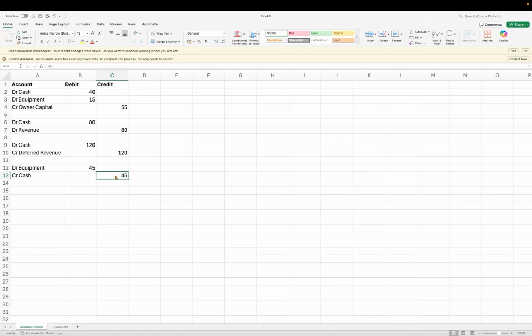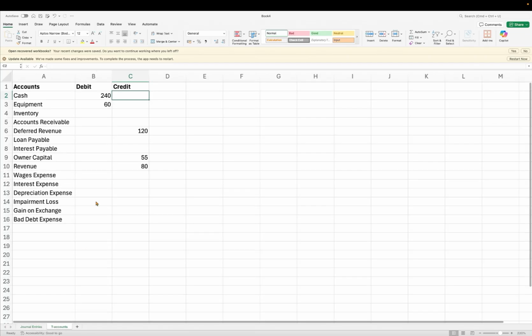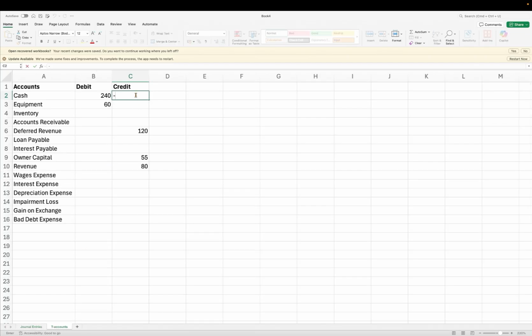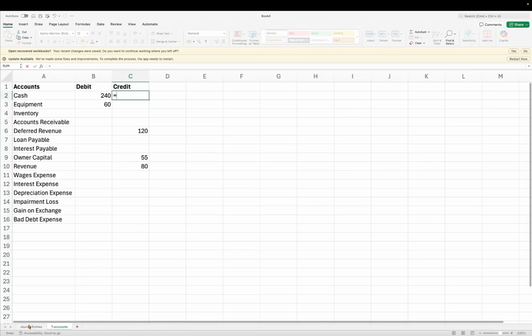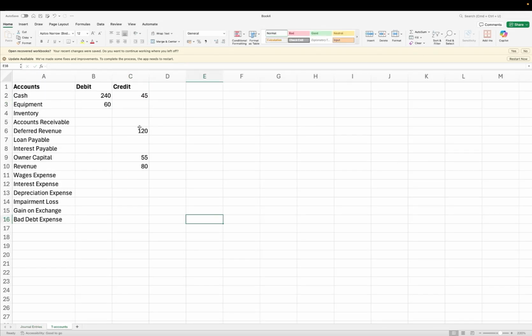And cash is an asset account. When an asset decreases, it's recorded with a credit. So I record 45 for the credit part. This transaction represents an asset exchange. The company increased its equipment asset while reducing cash, and no revenue or liability is created in this transaction.